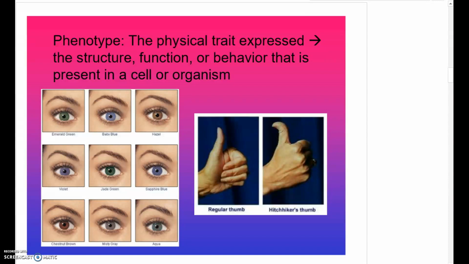We tend to represent those with letters of the alphabet. They stand for a segment of DNA. And the phenotype is the way that that physically shows up. So the physical expression of that trait, whatever structure, function, or behavior is the result of that particular trait. Your phenotype for eye color, having blue eyes, is a phenotype. Or for your type of thumb, having a hitchhiker's thumb is a phenotype of the particular trait of what your thumb will look like.